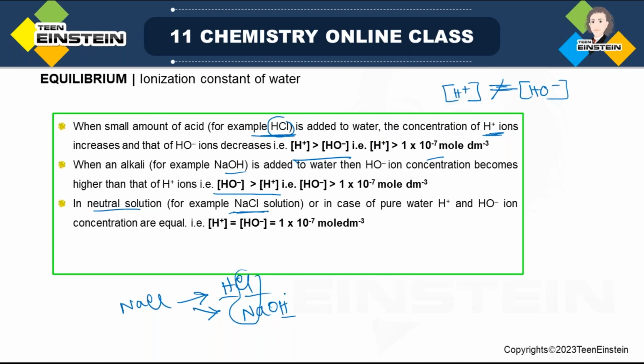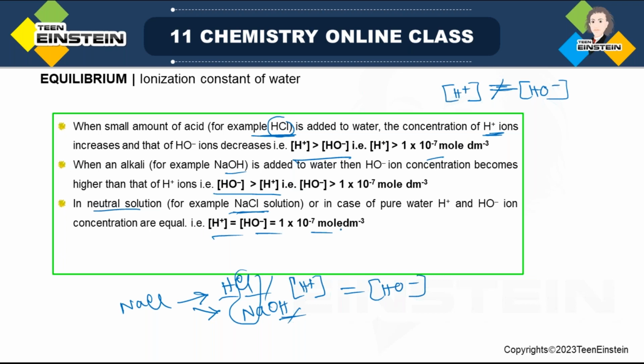Now, if these two are present in the same concentration, that means the concentration of H plus and the concentration of HO minus are both the same. Both are strong, and dissociation is complete. If there are X moles of HCl, there are also X moles of NaOH. So the same number of H plus, the same number of HO minus. So again, you can say that this is neutral. So again, they are equal to 10 to the minus 7.